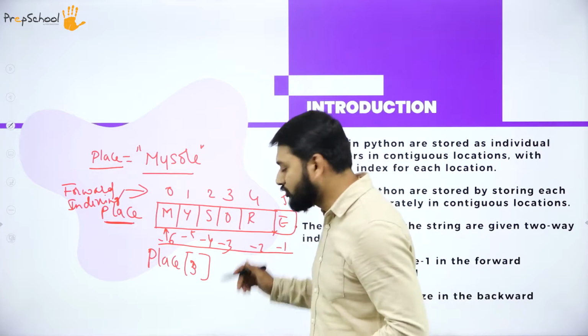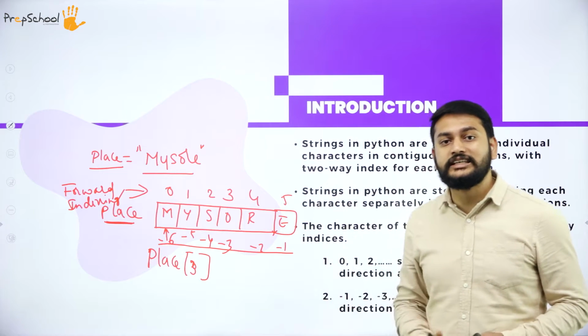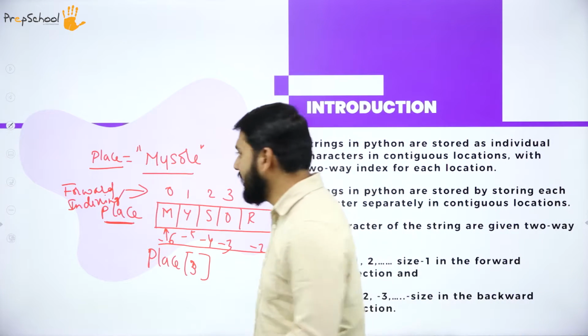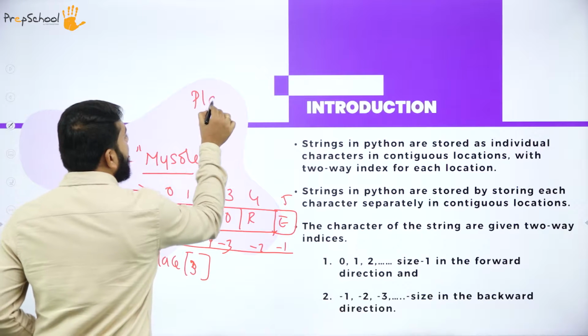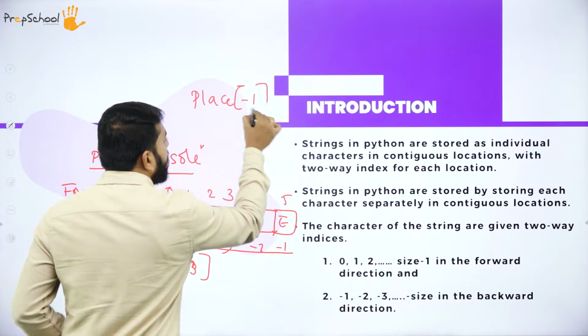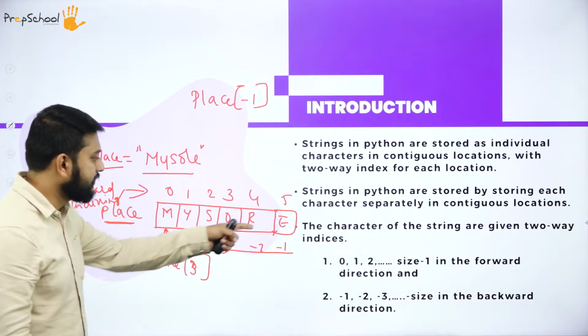Suppose how exactly is this backward indexing working, sir? So let's take an example. If I just write place of -1, can you tell me what exactly you are trying to access?